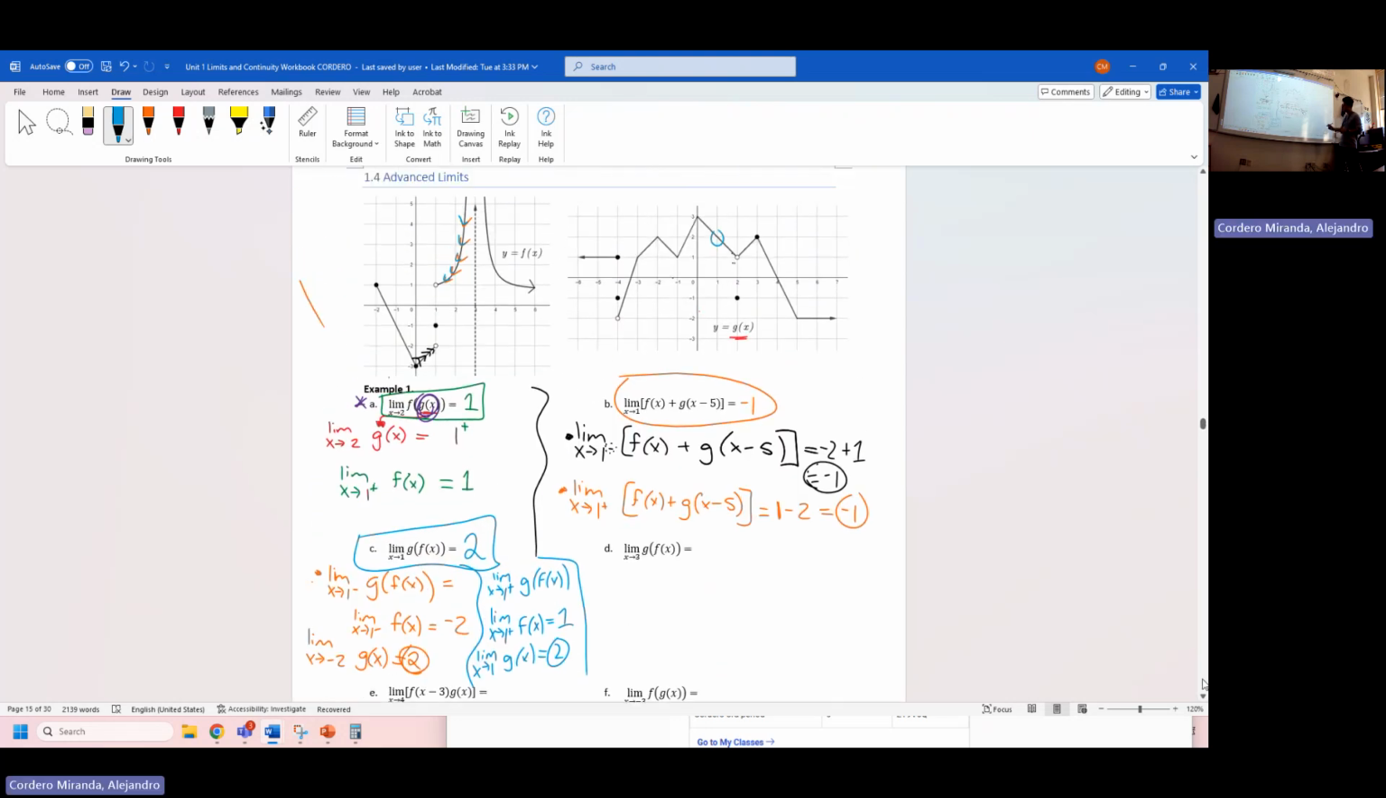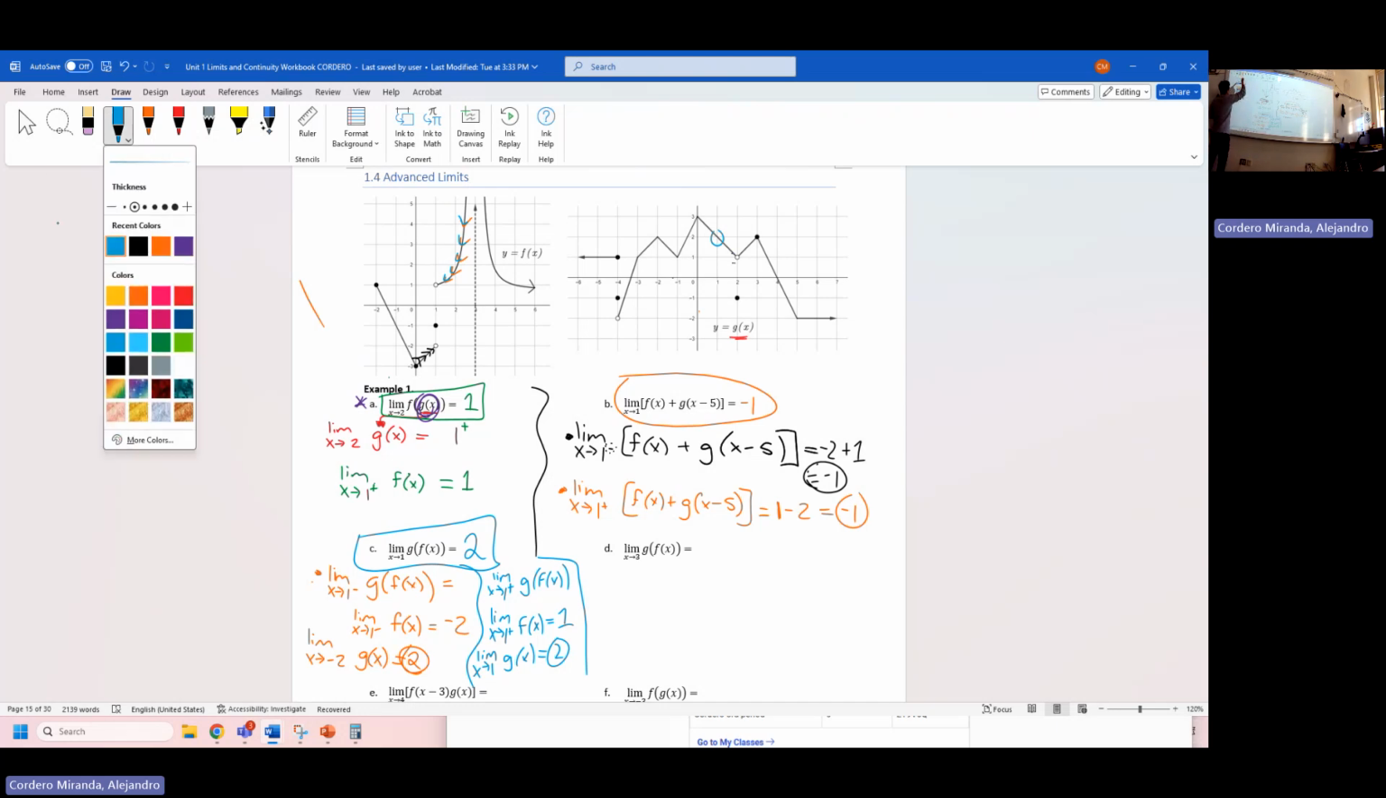All right, watch this. D is in dog, same thing, except now it's g of f instead of f of g. It's the same thing, you guys. Limit for f at 3. You got to do that first. This one you rejoice because this one kind of exists. Like you can say what it's equal to.